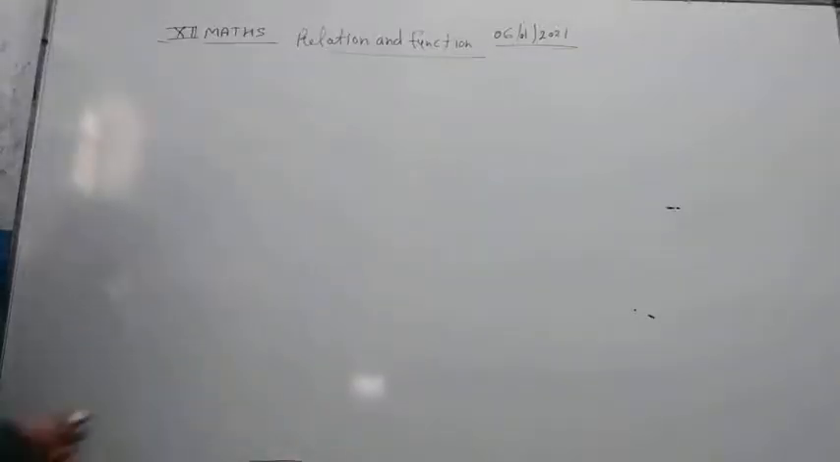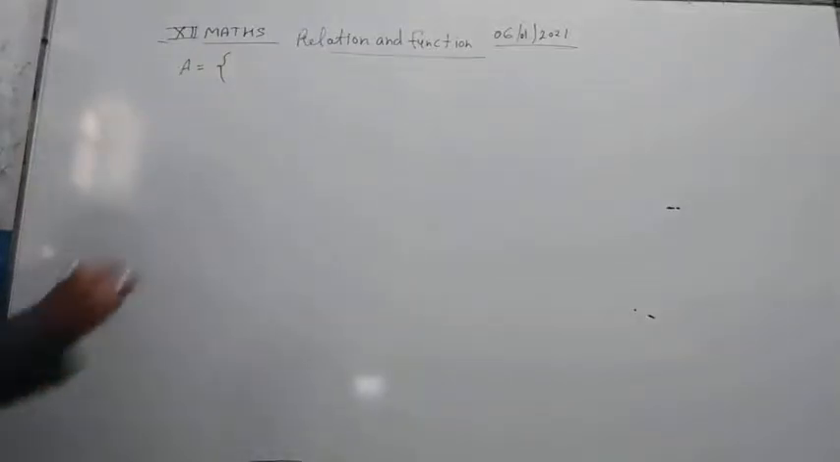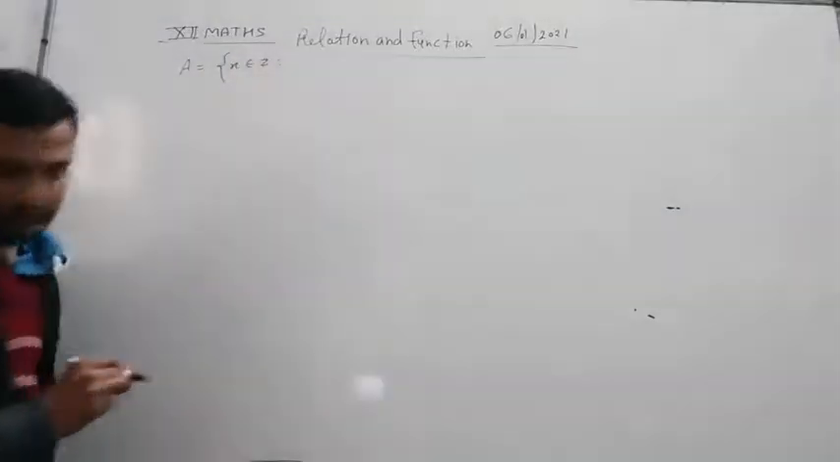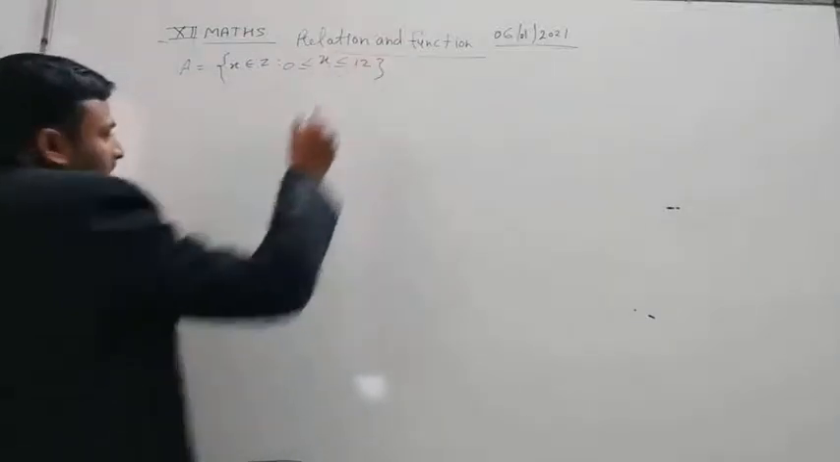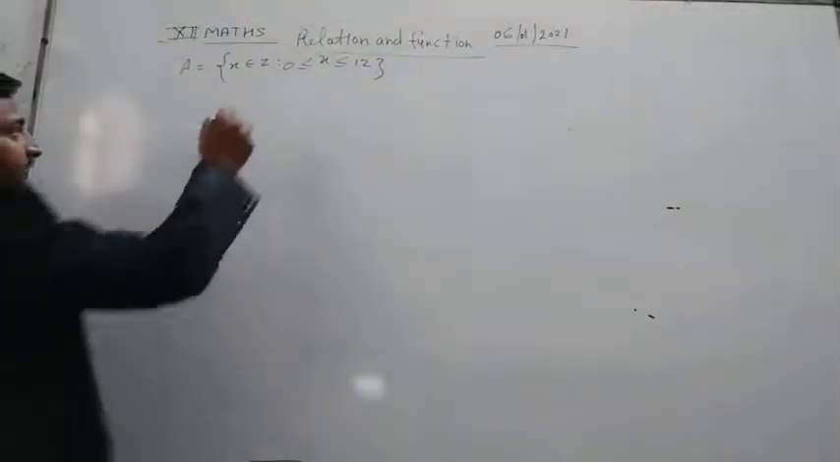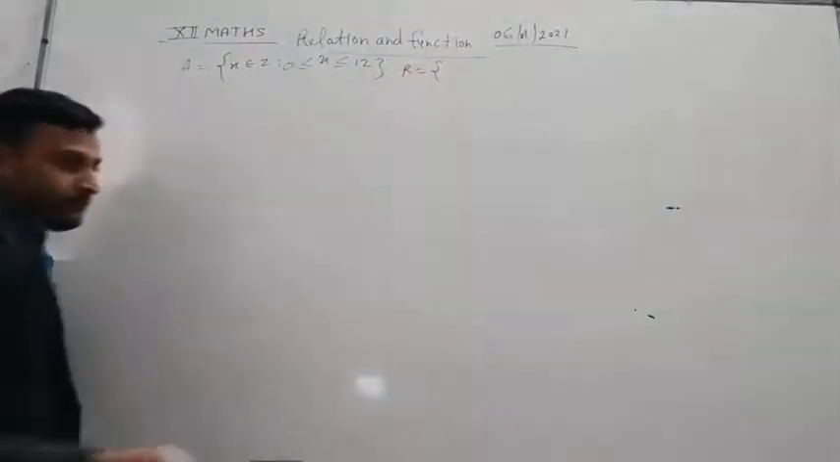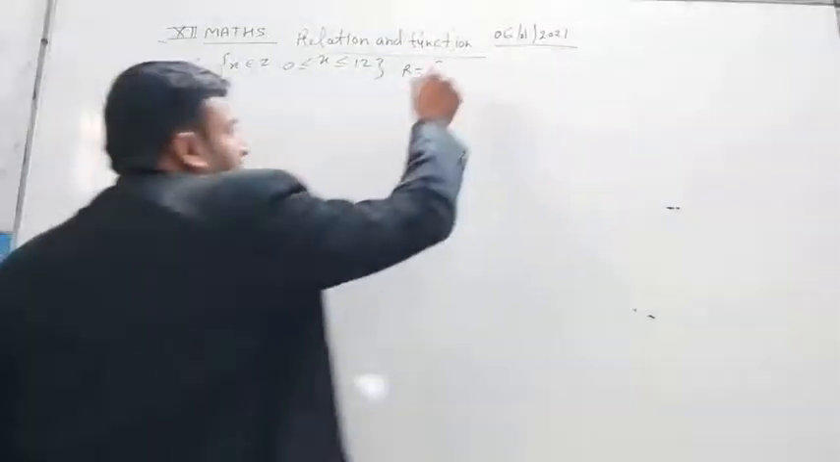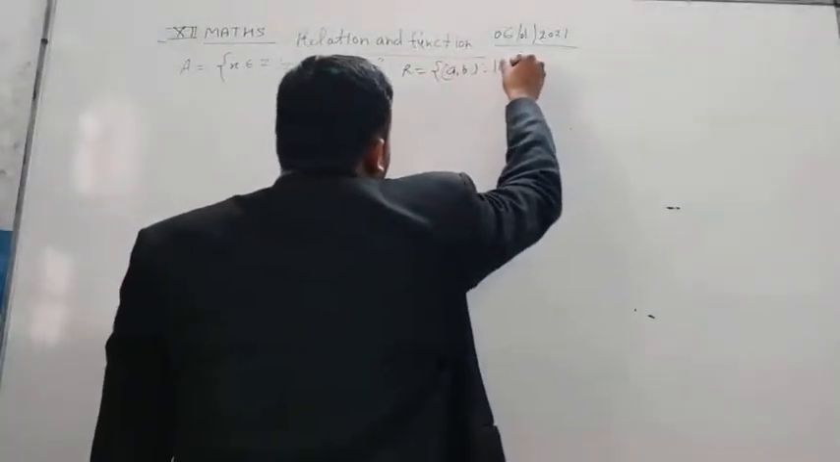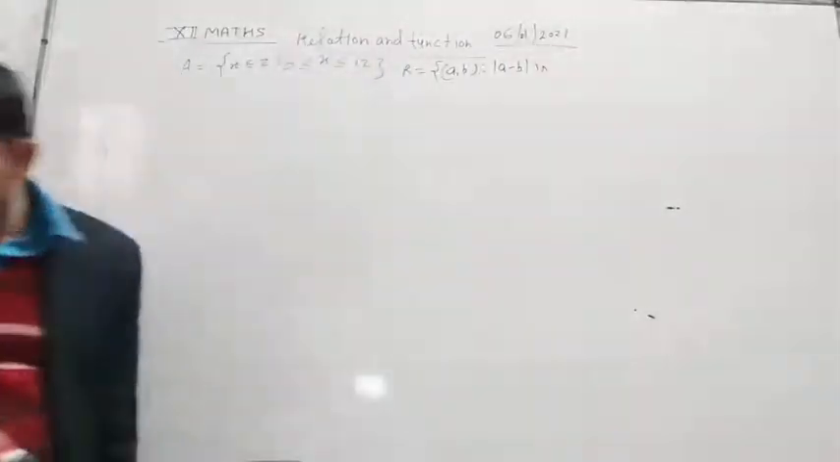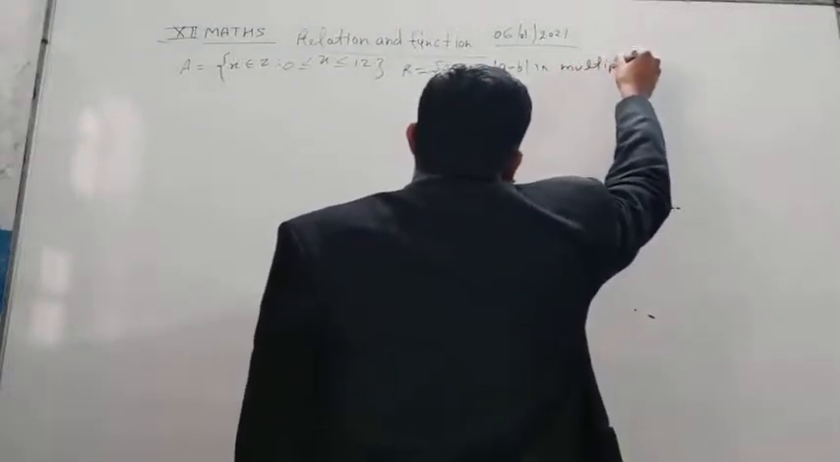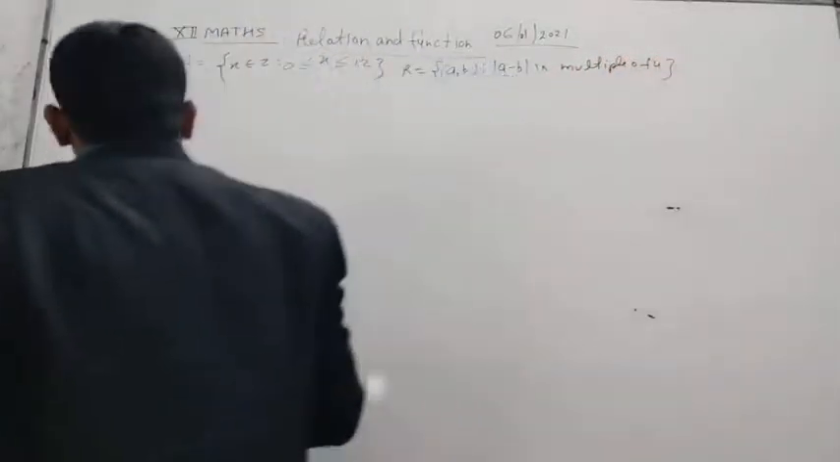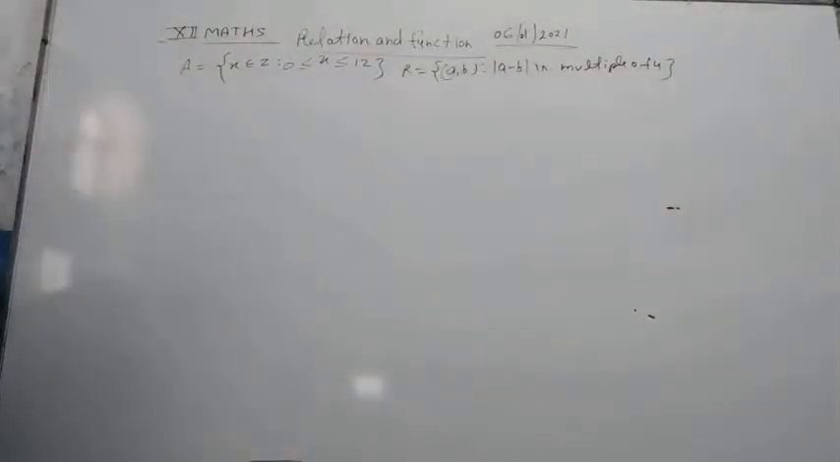Question is, if A is equal to {x belongs to Z such that 0 is less than or equal to x is less than or equal to 12}, okay, and relation R is {(a, b) such that the difference a minus b is a multiple of 4}, multiple of 4 student. Then show that this relation is an equivalence relation.